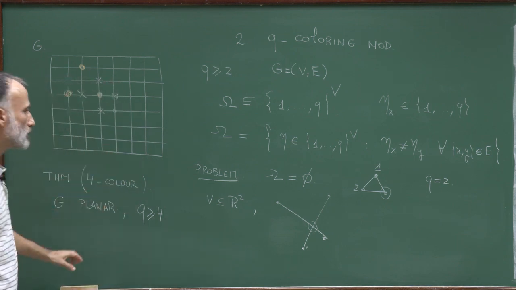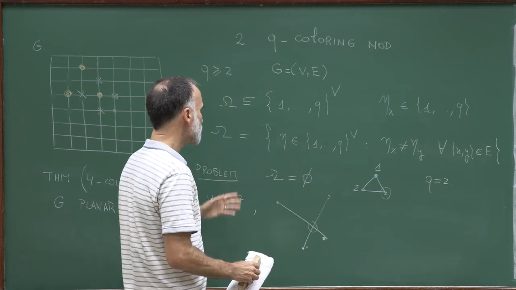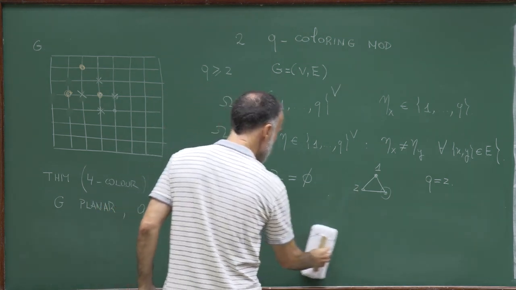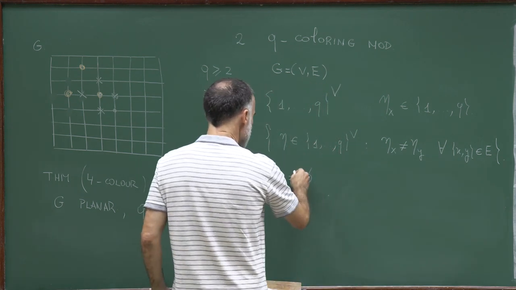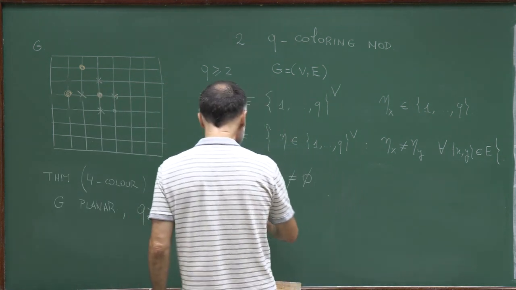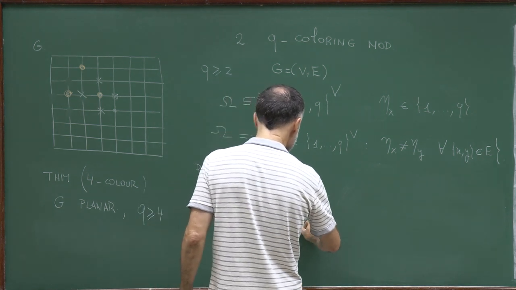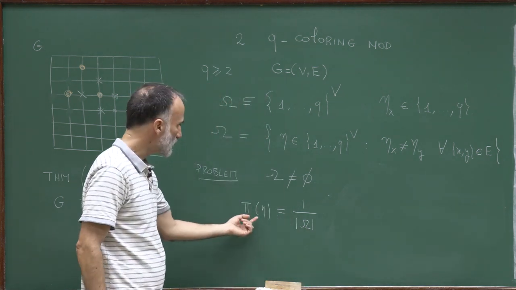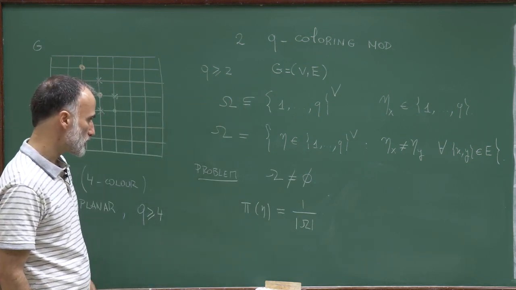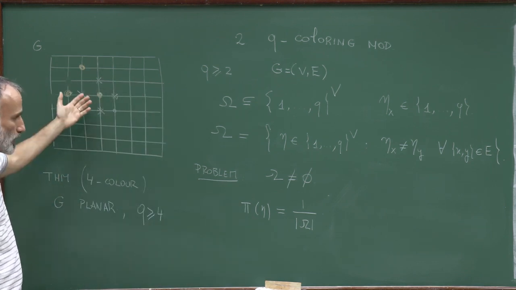So there is an a priori problem, but I will assume here that Q is sufficiently large for this set to be different from the empty set. So I'm assuming that omega is different from the empty set, and now, again, I will define a measure on this set, which is the uniform measure. So I'm giving weight to each configuration equal to 1 over the total number of configurations. And my problem is, again, to create a sample of this measure.